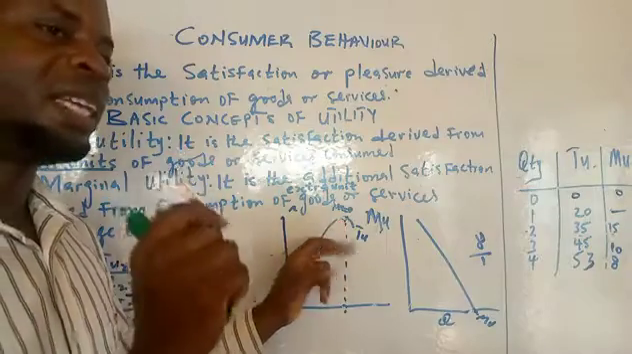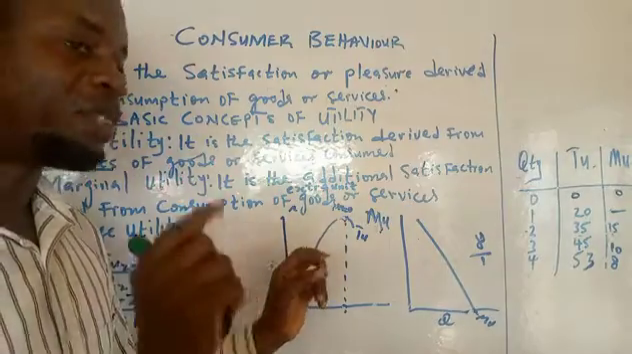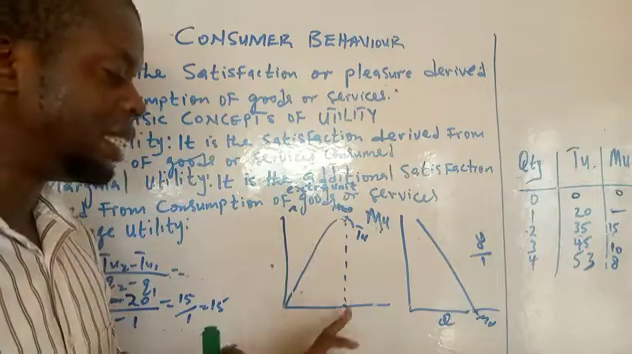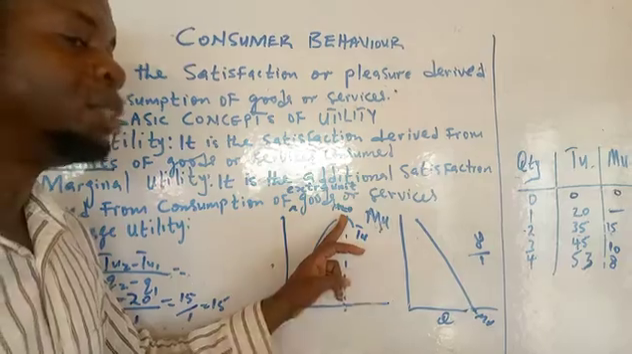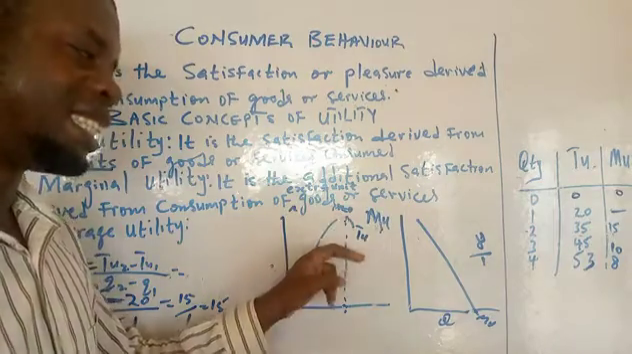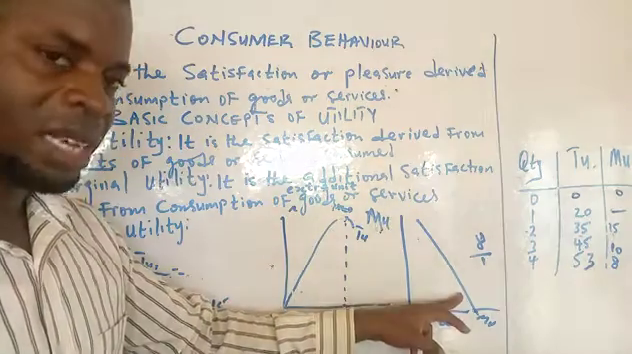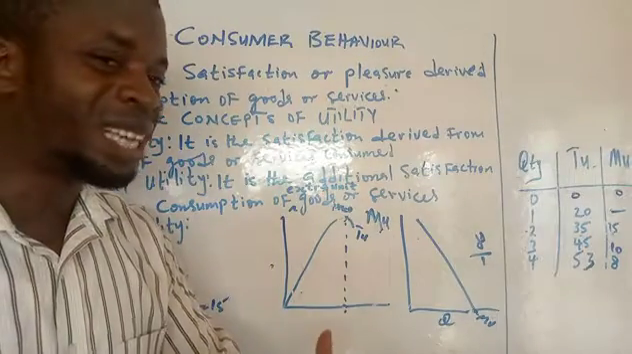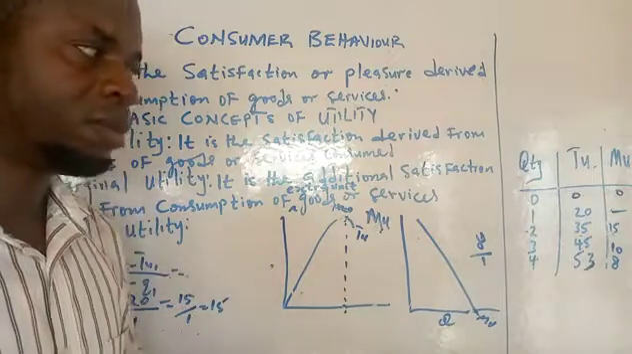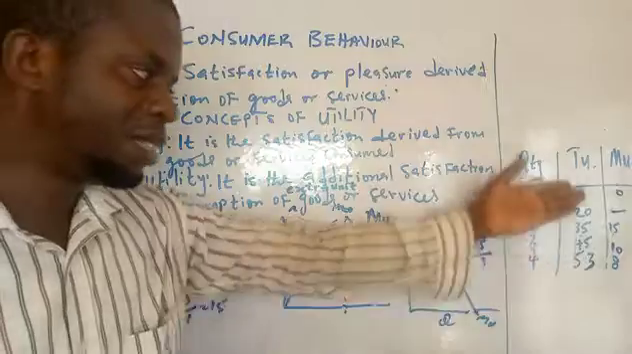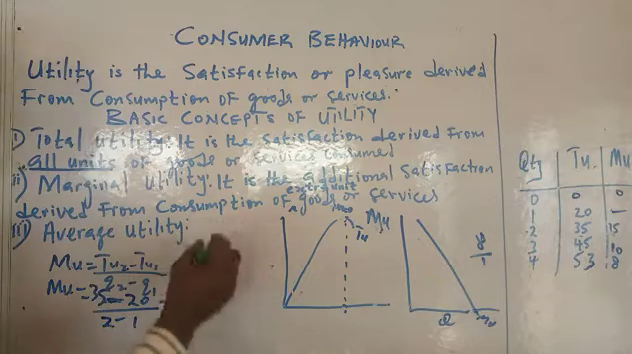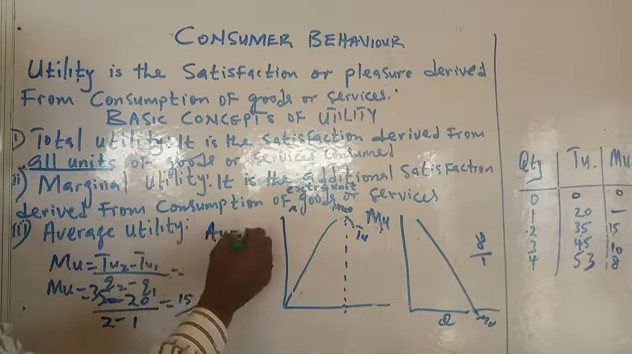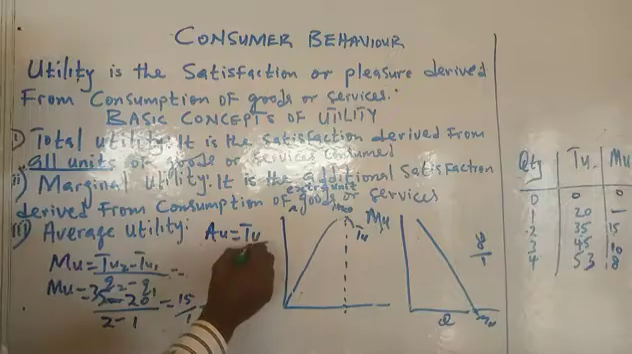So any consumption after the point where marginal utility is 0 and total utility is at the peak, the law of diminishing returns sets in. Do you understand? So the law of diminishing returns has to do with marginal utility. Do you understand that? And this is how to work it out. The formula for average utility is: average utility equals your total utility at the point divided by Q.